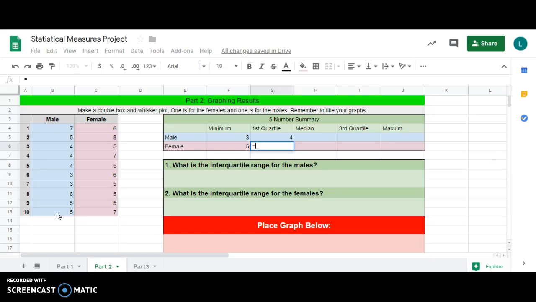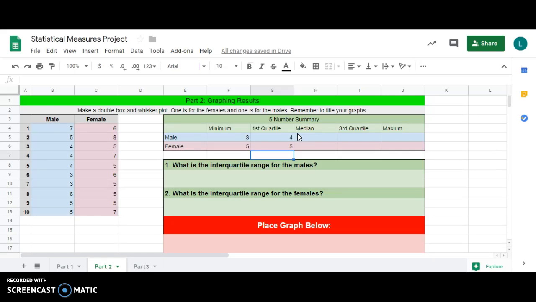So again, that formula is equals quartile, parenthesis. This time I'm on females, comma 1 for first quartile, parenthesis, enter. So 5 would be my first quartile for females.